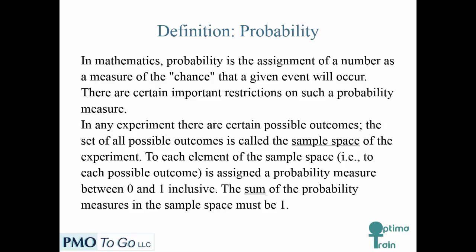If weather records for July 1st over a period of 40 years show that the sun shone 32 out of 40 times on July 1st, then one might assign a probability measure of 32 out of 40, or 0.8, or 80%, to the event that the sun shines on July 1st.